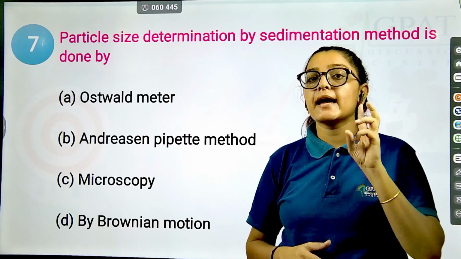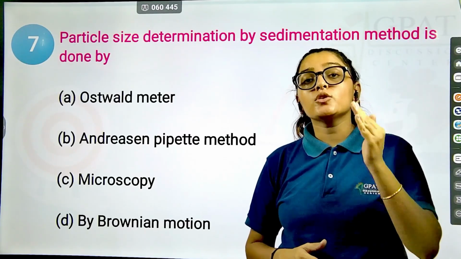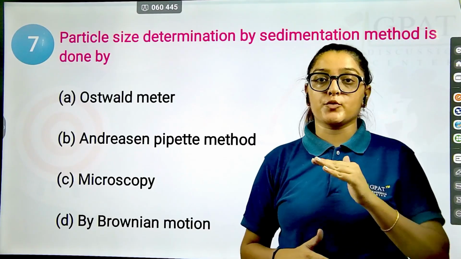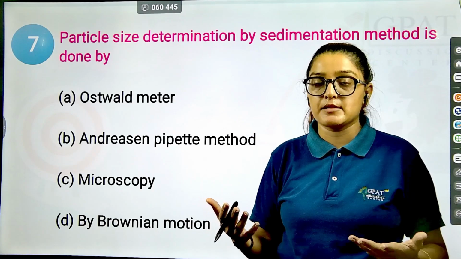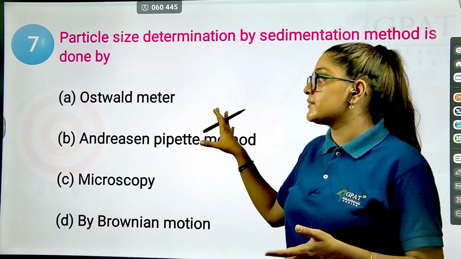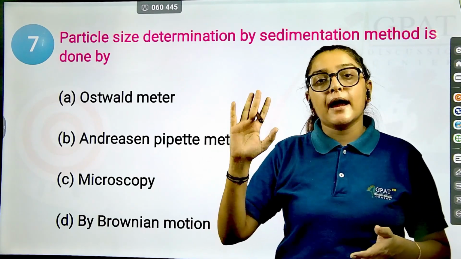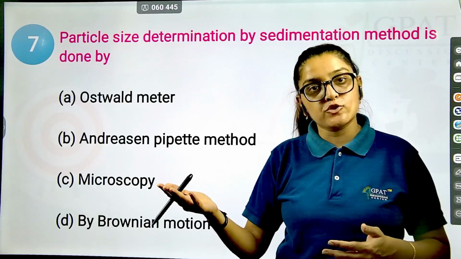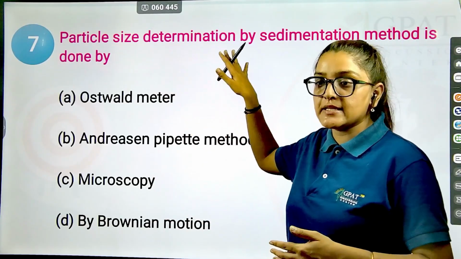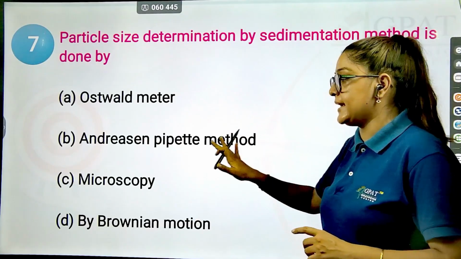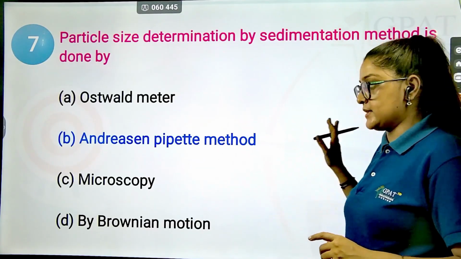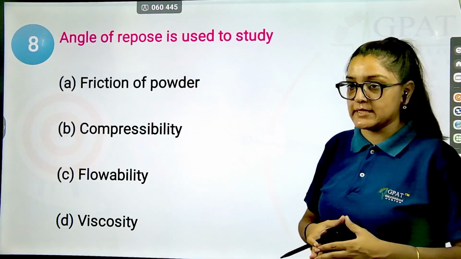Hydrometer, balance and Anderson pipette method. So this is the most important question or topic from micromeritics, on which we repeatedly get questions asked. Please note down, we have three methods: balance method, Anderson pipette method, and hydrometer method. So I think by now it is much easier to catch what the sedimentation method will be based on. It will be the Anderson pipette method. Option B is our correct answer.